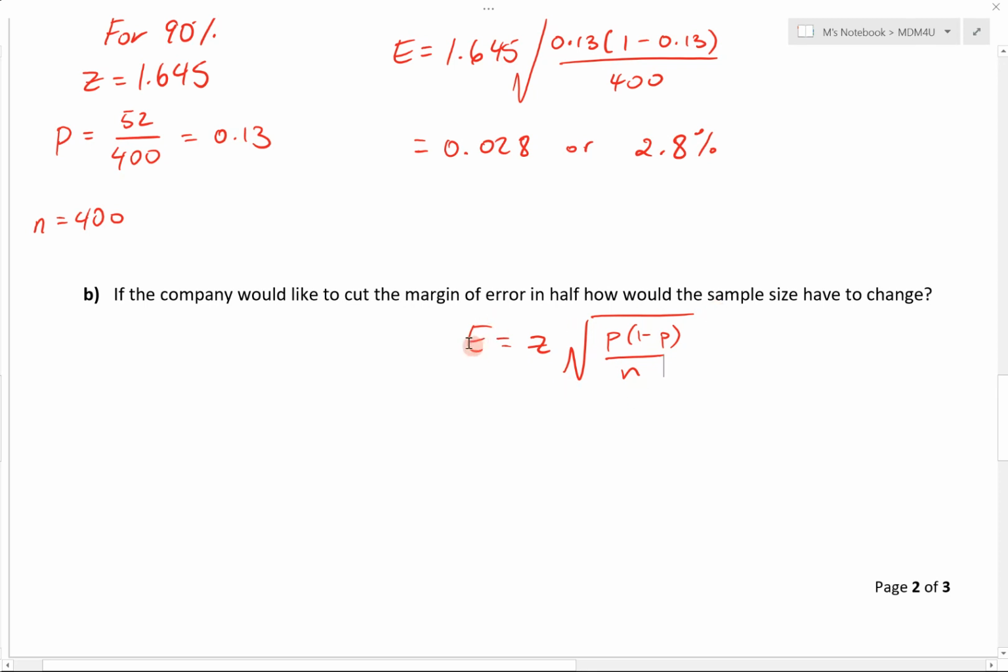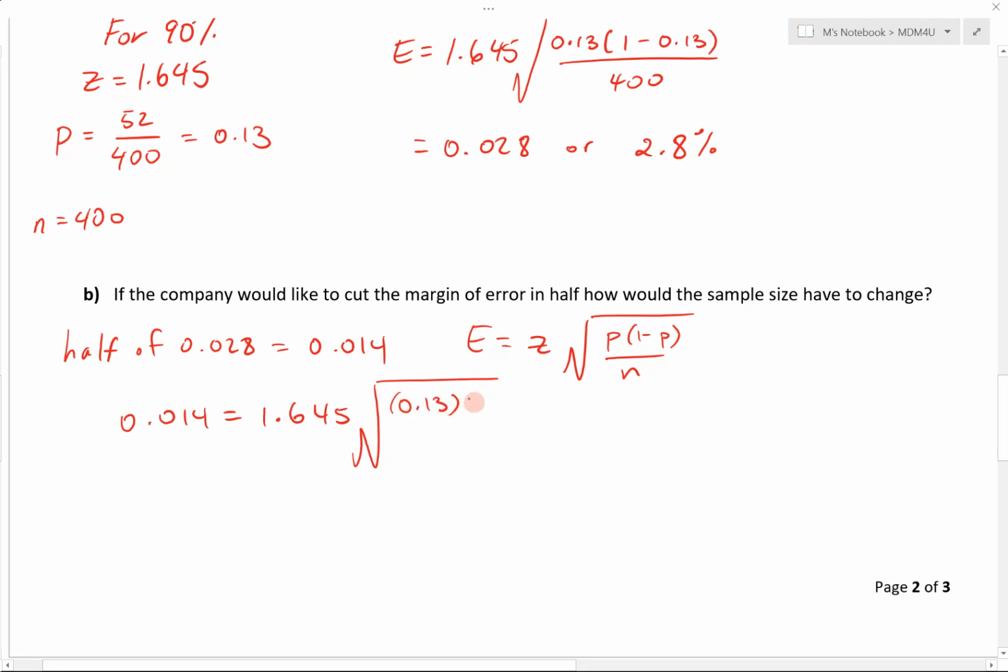error will become smaller. So if we want to halve the margin of error, half of 0.028 is equal to 0.014. Okay, so the error we want is 0.014. And so we set it equal to the rest of the formula. So the z-score 1.645, square root of 0.13 times 1 minus 0.13, which is 0.87, goes here. And we're going to divide that by n. Okay, so now I just have to solve for n.